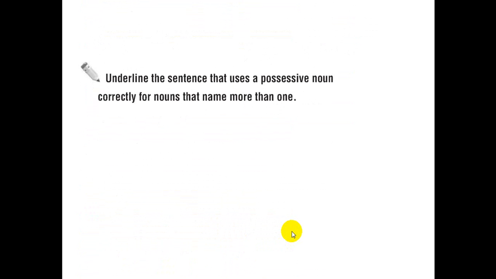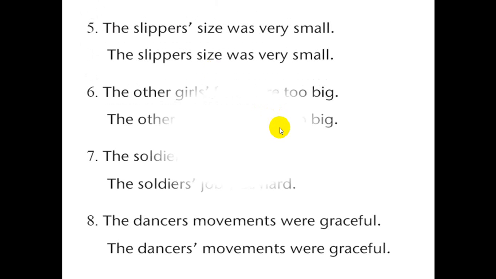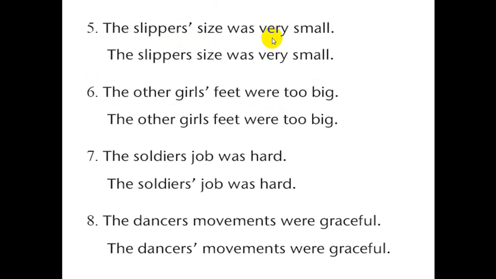Okay, in the second exercise, he wants you to underline the sentence that uses a possessive noun correctly for nouns that name more than one, means a plural. We said if we have plural, we add only apostrophe. Only apostrophe. The slippers' size was very small. Slippers here is plural. I'd like to make the size for the slippers, so I add only apostrophe. Here he adds nothing. So the first one is correct.